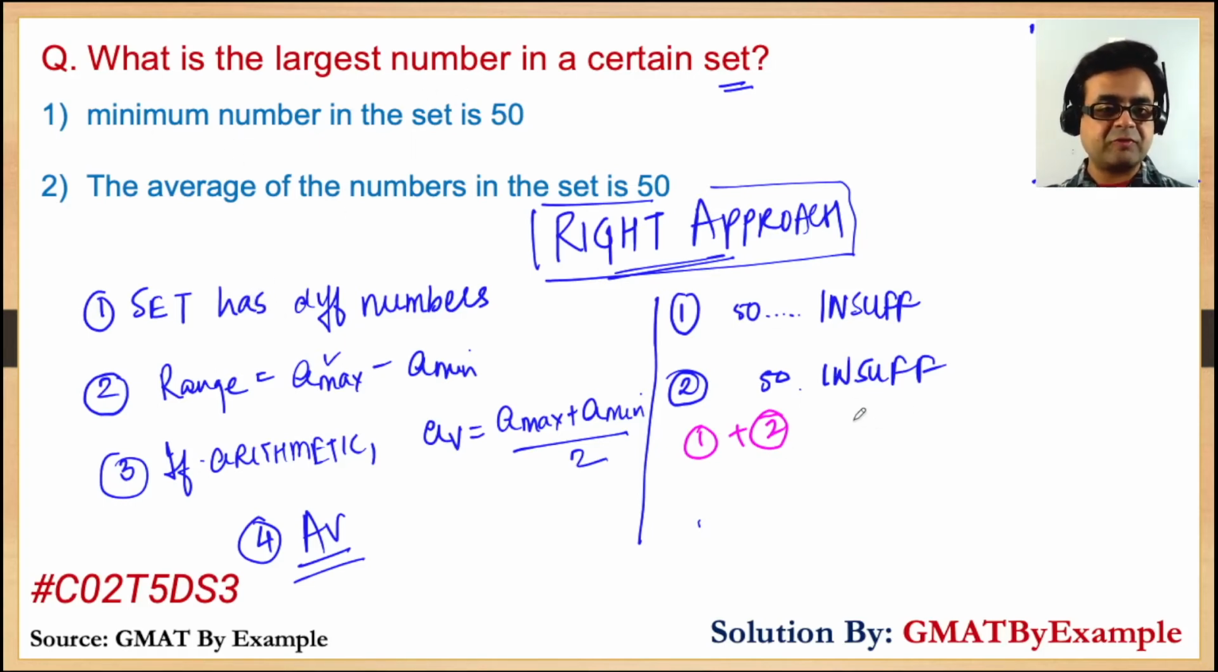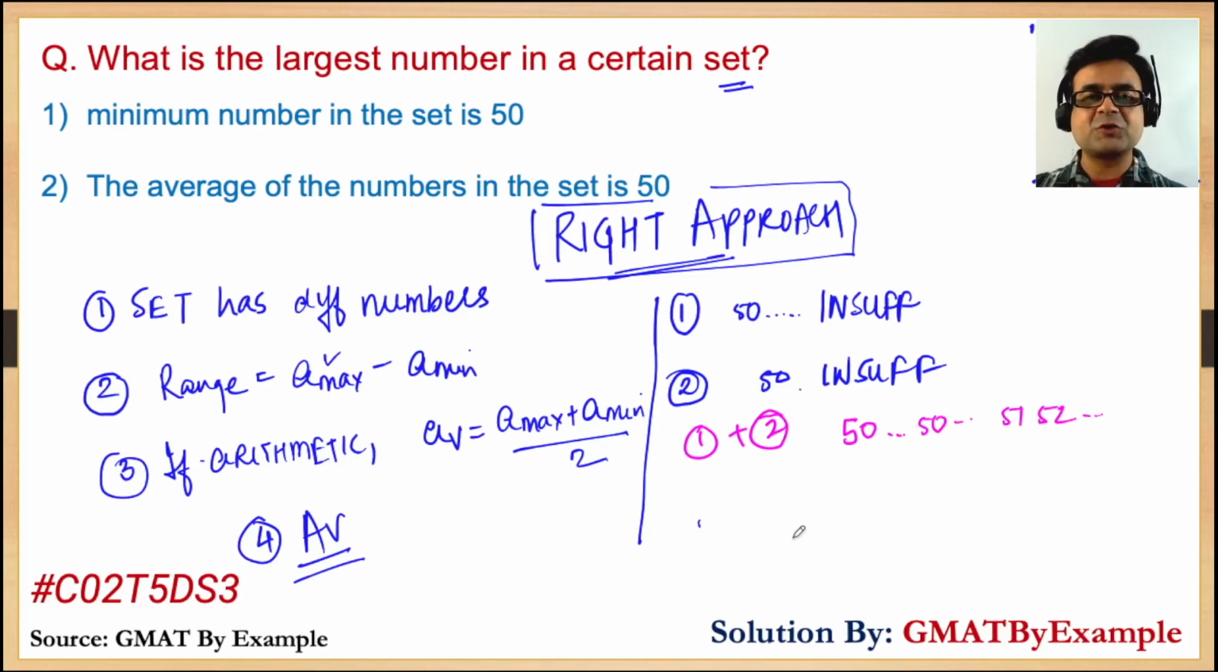The minimum number is given to be 50. So this means all the numbers are either 50 or more than 50, right? That's how you interpret statement 1. In the second statement, you're given that the average is 50. How can the average of a few numbers be 50? It can be 50 only when some of the numbers are smaller than 50 and some are more than 50. Then they would meet somewhere in the middle when you add them up and divide by the number of values, or if all the numbers were 50.